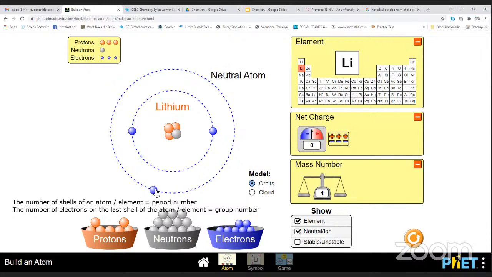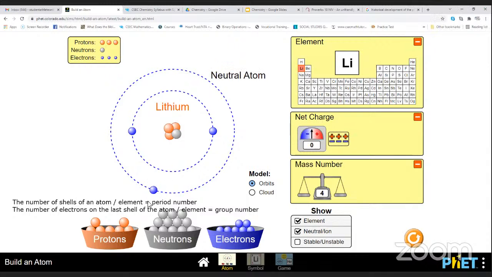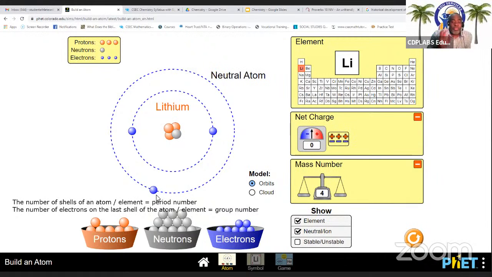It dropped down to the last shell. Good. Why do you think it's dropping down? Because that shell is full. Ah, very good. That shell is full. So the first shell can have a maximum of 2 electrons. Good. So the first shell can only have a maximum of 2 electrons. That's what the science discovers, right?